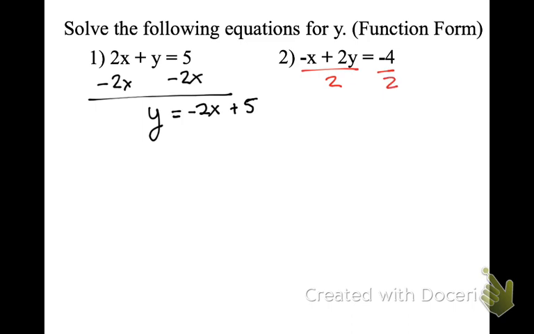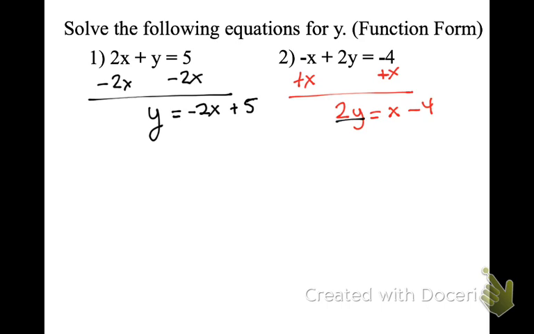And then it's an ugly fraction problem, right? So let's first move the x. Add x to both sides. We undo our addition and subtraction first. Plus the negative 2. And then I have 2y equals x minus 4. Now what do I do?